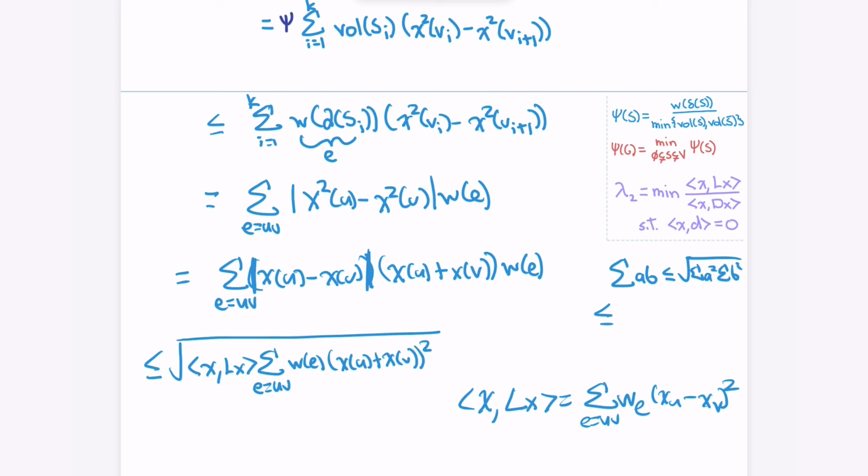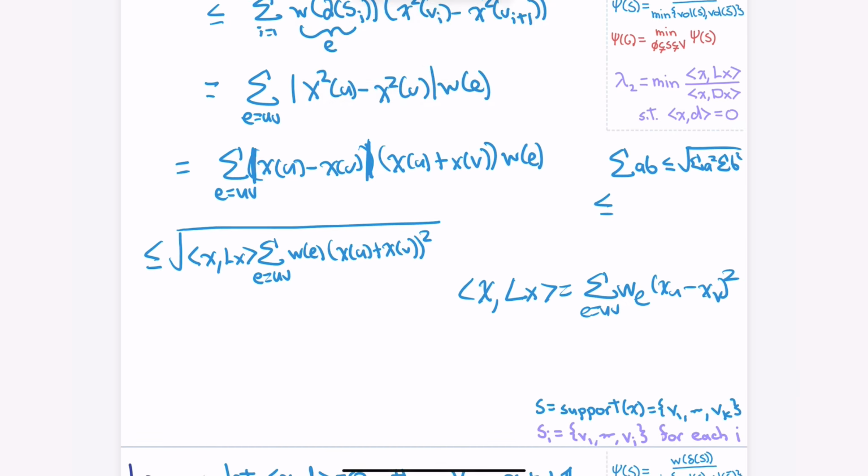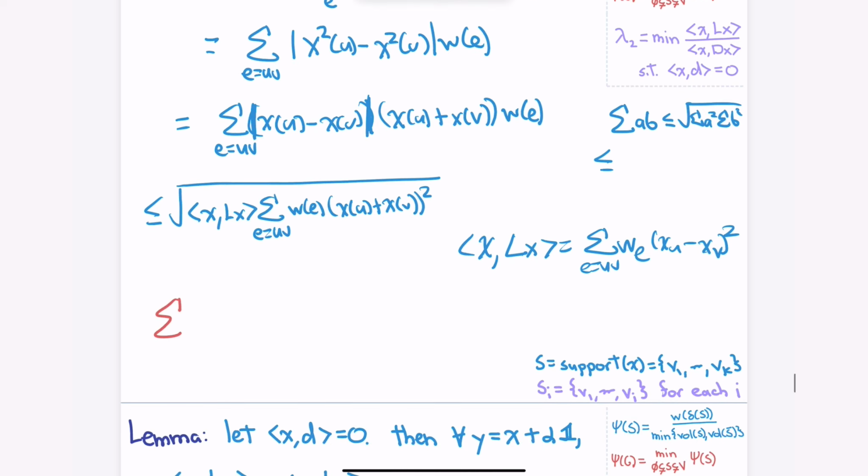Yeah, so you split up the WE into two square roots when you apply Cauchy-Schwarz. Now I want to make this look like x dx. So to that end, all right, sum E equals UV. Well, let me put it this way. XU plus XV squared is at most 2 XU XV. Why?